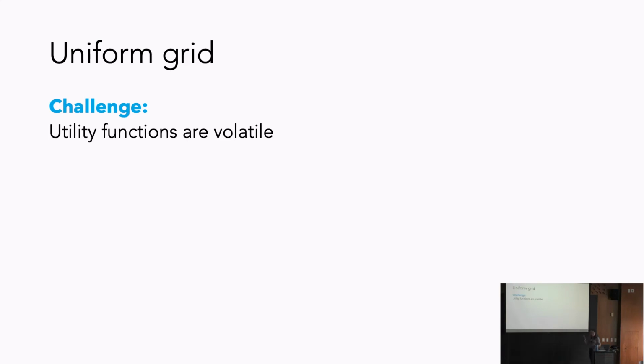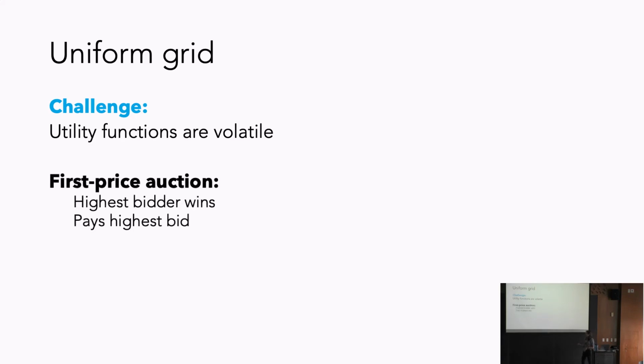Okay, so I want to just illustrate what the key challenge here is. And it's that utility functions are volatile. And this is even evident when we look at this really simple auction class, the first price auction, where the highest bidder wins and then they pay their bid, the highest bid.